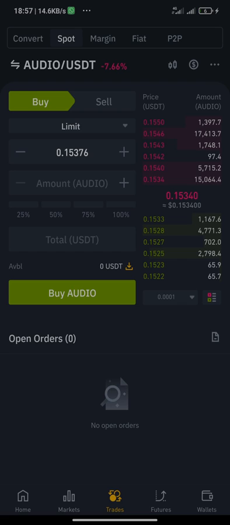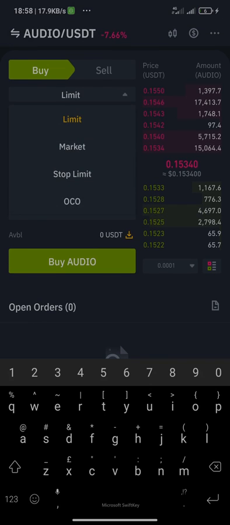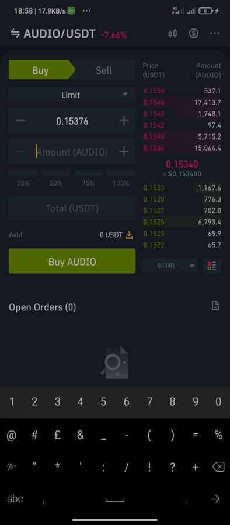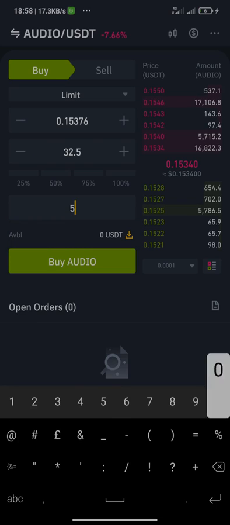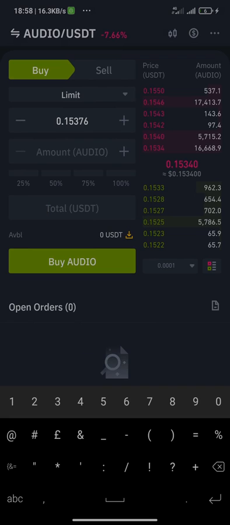So that's basically it. So you come here, you buy, you set a limit order, you buy an amount of audio. If you don't know the amount of audio you want to buy, just come and put the amount of USD. This is the amount of dollars. If it's $50 you want to buy with, or if it's $100, then you buy. Then as soon as it gets to that price of 15376 sats, it's going to buy.